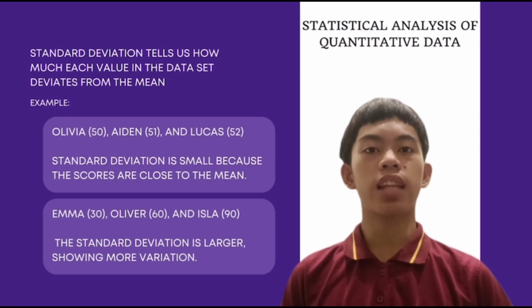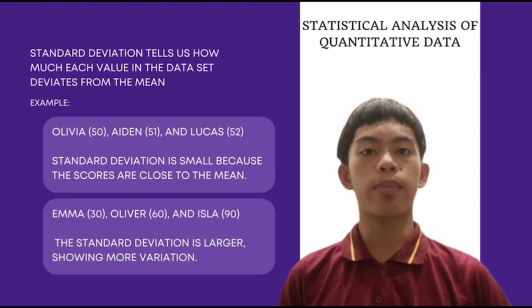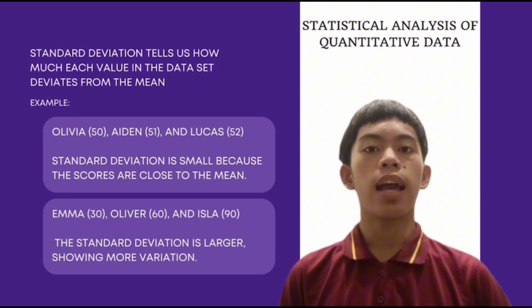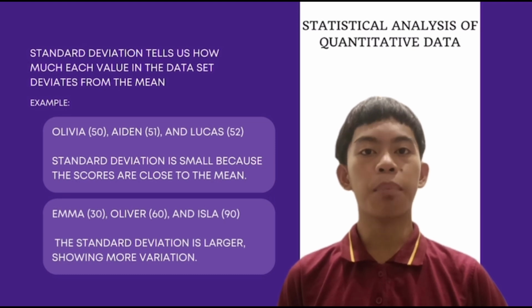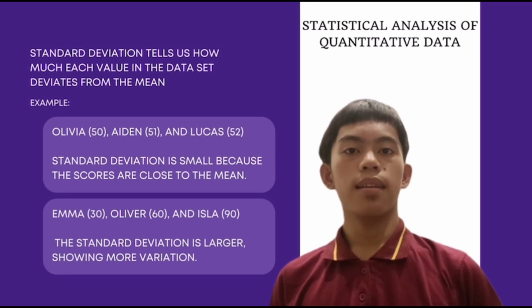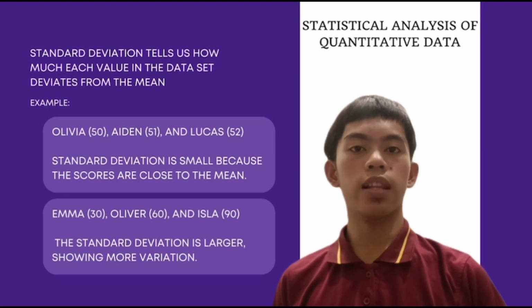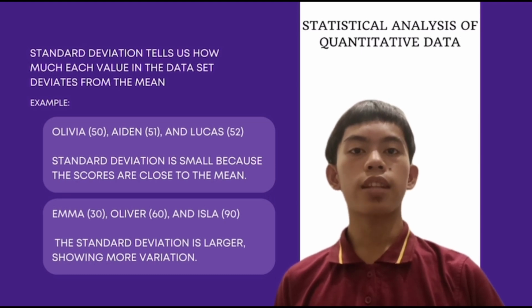Next, we have standard deviation. This tells us how much each value from the data set deviates from the mean. A small standard deviation means the values are close to the mean, and a high standard deviation means they are spread out. If we have the test scores of Olivia, 50, Aiden, 51, and Lucas, 52, the standard deviation is small because the test scores are close to the mean.